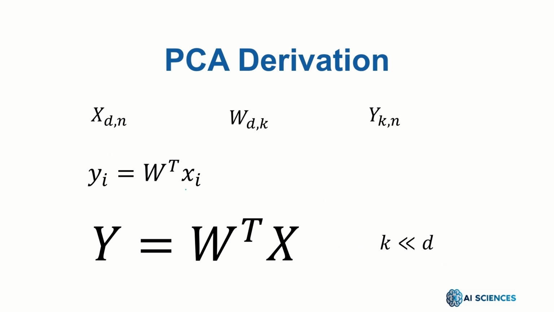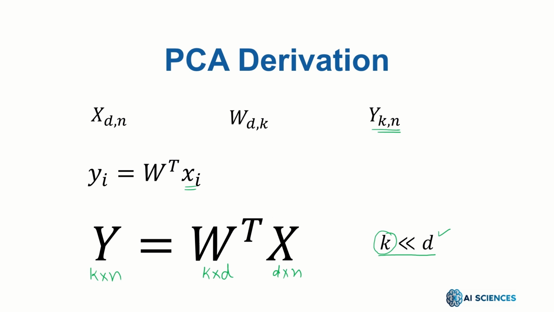Now, rather than transforming one column at a time, we can transform the whole matrix at once using this W. So think about this W as D by K, so W transpose is K by D. This X is D by N, and once this is carried out, this Y becomes K by N. The goal really is to reduce the dimensions. The goal really is that our K, which is the dimension of the subspace, should be much smaller than D if we really want to reduce our dimension.